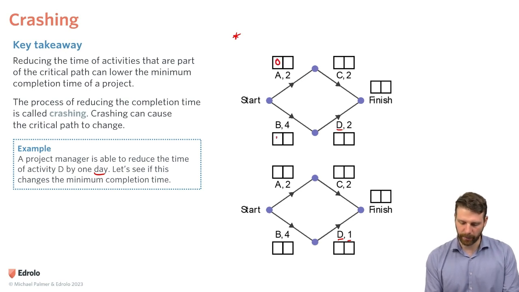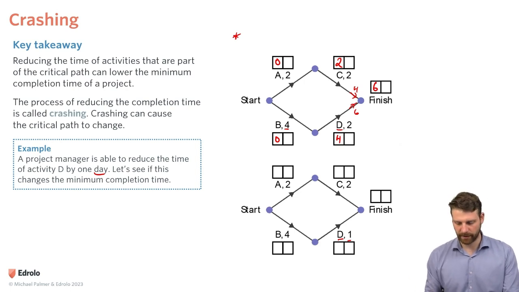So A and B are both going to start at 0. A takes 2 minutes, so C can start at 2. B takes 4 minutes, so D can start at 4. And each of these activities takes 2 minutes. So 2 plus 2 is 4 coming in from this way, and 4 plus 2 is 6 coming in from this way. So the earliest start time for the finish is 6 minutes.